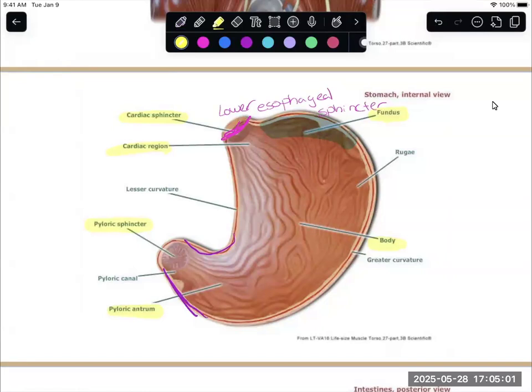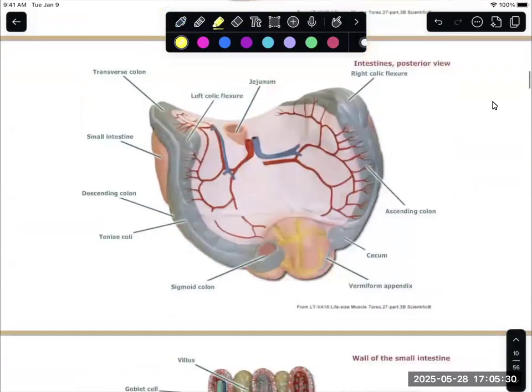All of these little folds and bends, like wrinkles in the stomach, are known as rugae. The rugae allow that stomach to expand and stretch. On the smaller side of our stomach, we have the lesser curvature. And on the larger side, we have the greater curvature. Two different areas on that stomach.